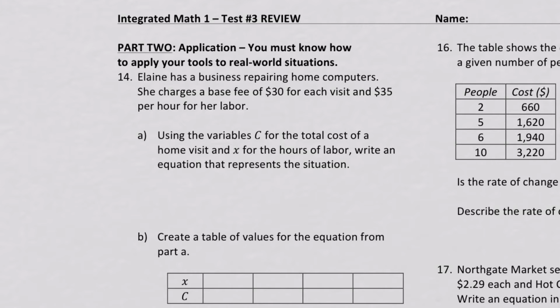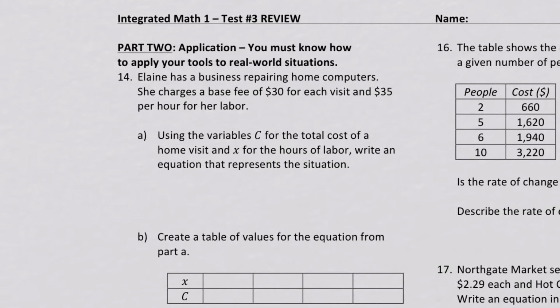She charges a base fee of $30 for each visit and $35 per hour for her labor. Okay, and then part A says, using the variable C for the total cost of a home visit and X for the hours of labor, write an equation that represents the situation. Okay, so C will represent the total cost of one visit. X represents the number of hours.